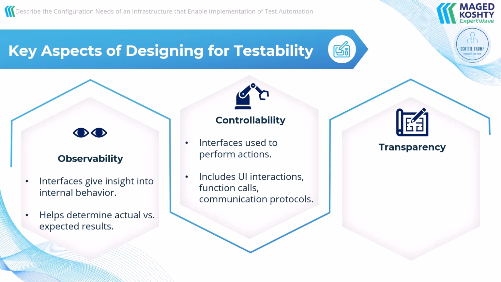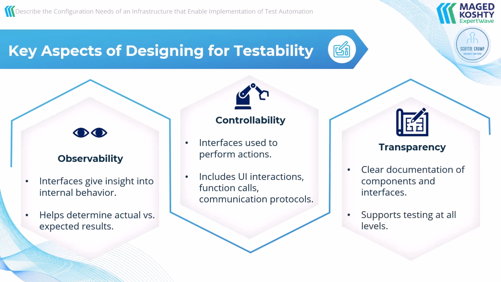Architecture transparency. The documentation of an architecture needs to be clear and understandable. It should outline components and interfaces that provide observability and controllability at all test levels. This fosters quality throughout the testing process. I've seen many projects where poor documentation led to confusion about how to test certain features. When the architecture is transparent, everyone understands how the system works and how to test it effectively.